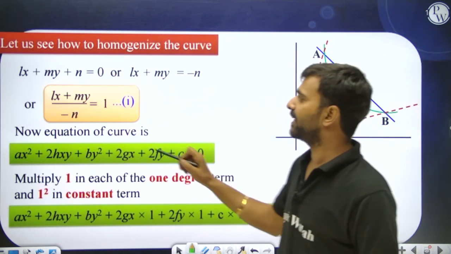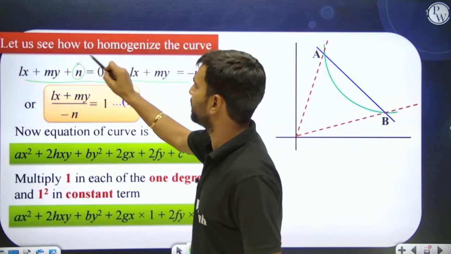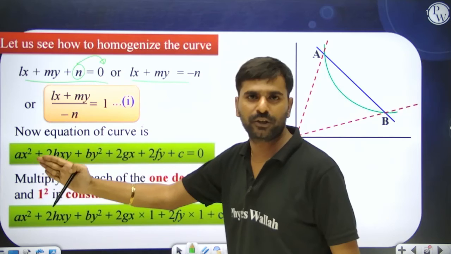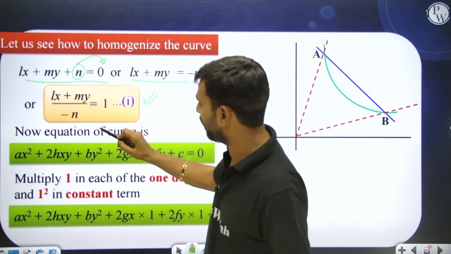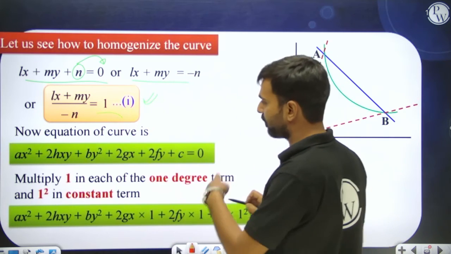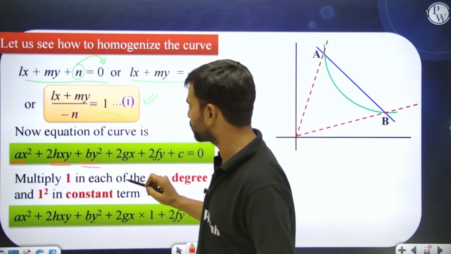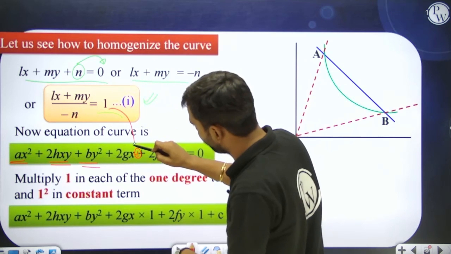Homogenization is what? We take the straight line and from here we separate the constant term, and from here we get the value of 1 by putting this minus n in the denominator and keeping 1 over here. We get the value of 1 like this, and this 1 we use wherever 2 degree term is not there in the curve. So over here 2 degree term is there, over here also, over here also 2 degree term is there, over here 2 degree term is not there, that's why we put the value of 1 from here to here.